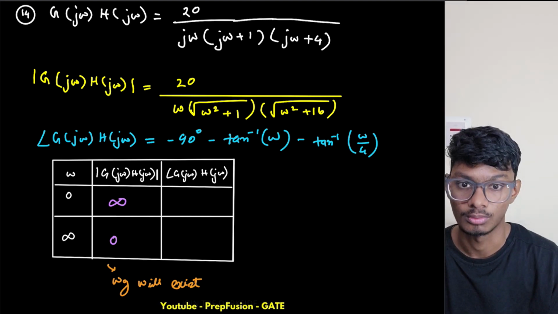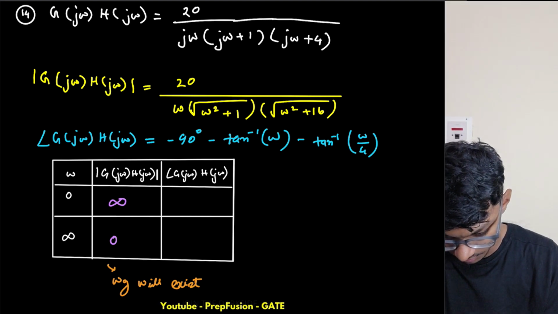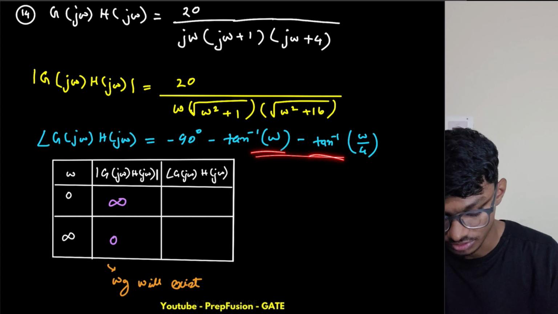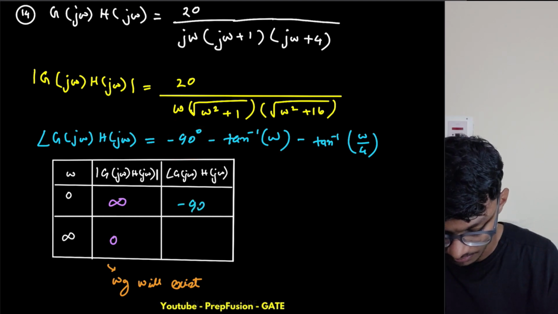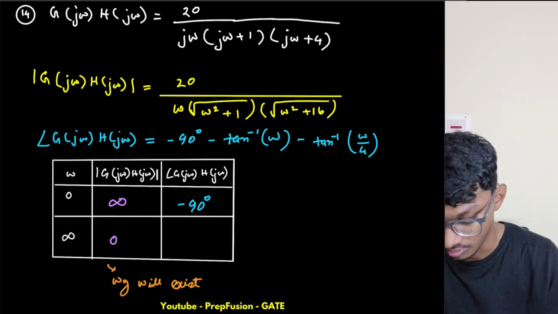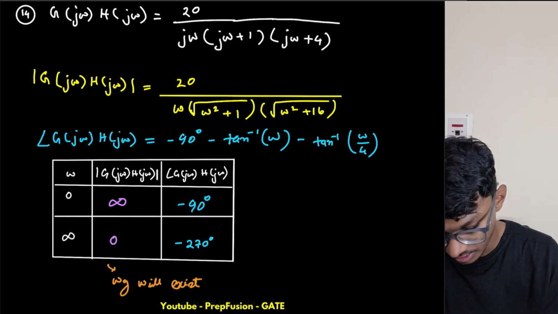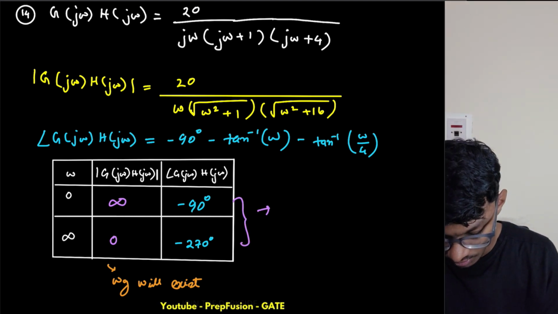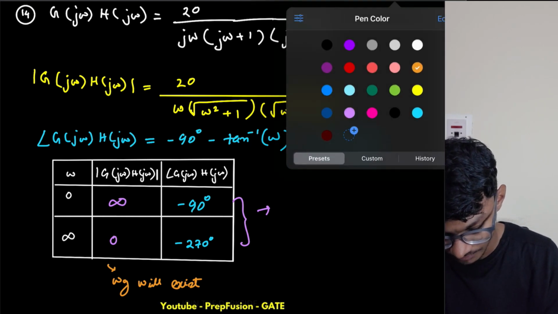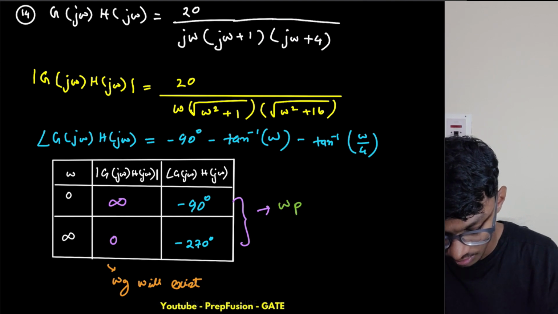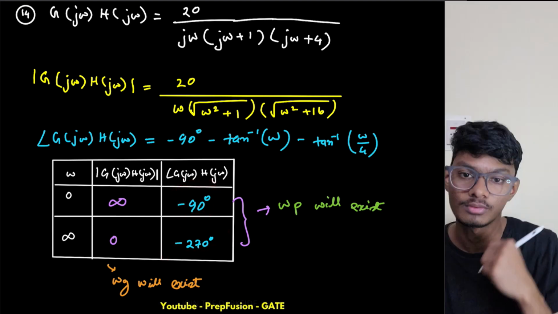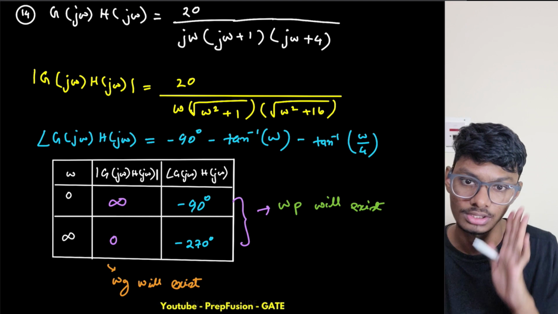Now what about my phase? At omega 0, I am only getting minus 90. At omega infinity, this is contributing 90, and this is contributing another 90, hence in total I'm getting minus 270. So here also I can say omega g will exist, and omega p will also exist, sure shot. How? Because somewhere between these two points I will have minus 180. So I can say for sure omega p will exist.